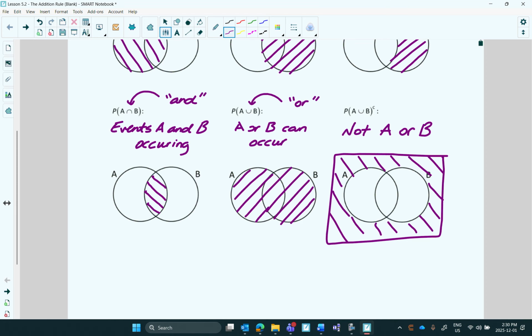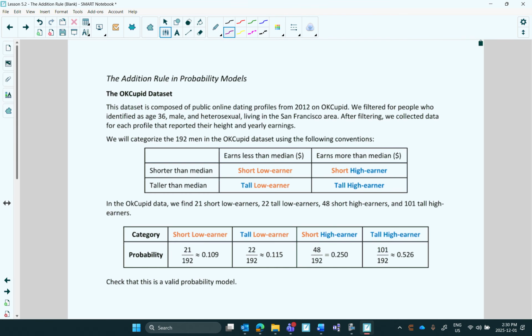So I just wanted you to be familiar with some notation, what it means, specifically and or, as well as how we can show these things visually. We haven't seen these yet. We've done tables, but we haven't seen these diagrams yet. So, speaking of data, the OkCupid data set.